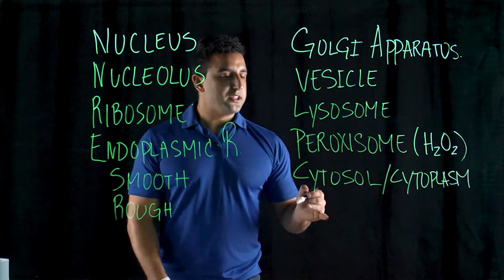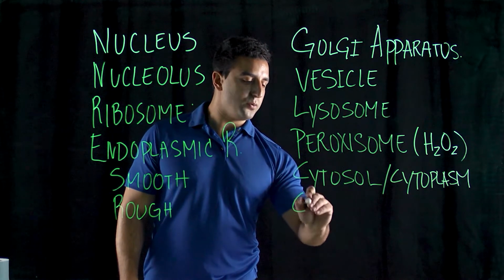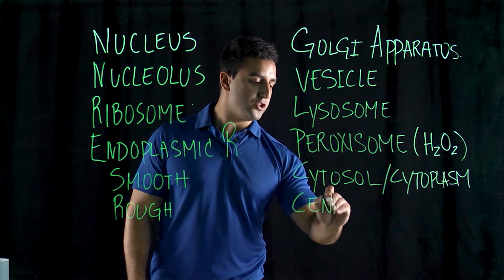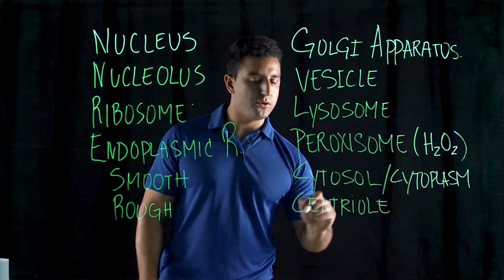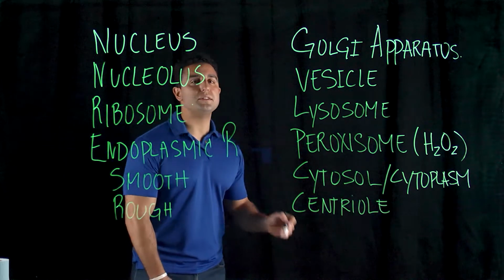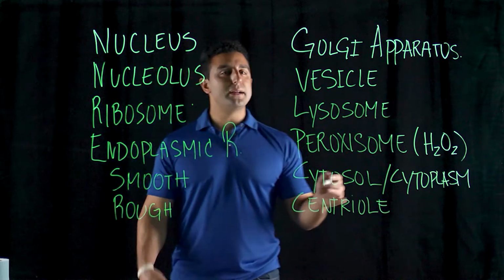And then what else do we have? We have centromeres or centrioles. These are responsible for instances of cell division, okay? So again, these are the general idea.